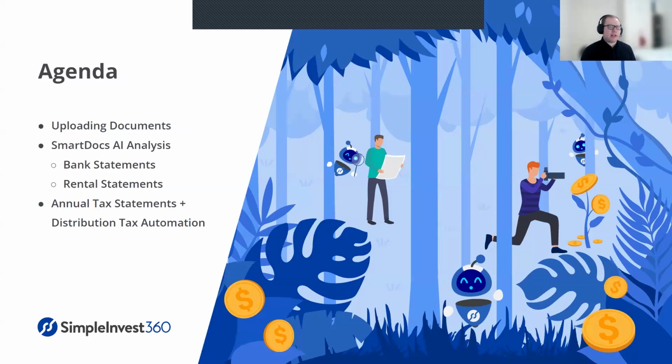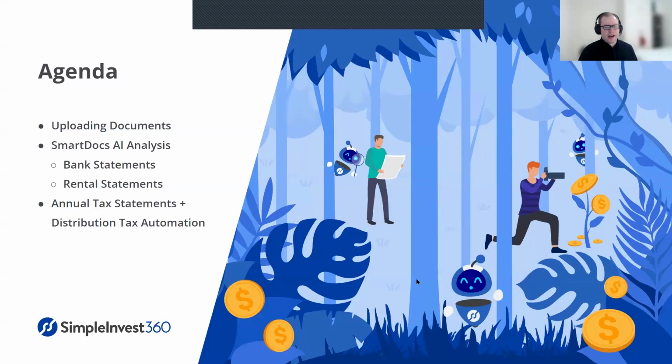After that, we'll have a look at some of the very specific SmartDocs analysis functions that we have. We'll upload a bank statement, upload rental statements, and then finally we'll have a look at the annual tax statements and the distribution tax automation screen. Some of you that may have attended the previous webinars about SmartDocs will find that there's some similarities, but I have made some specific changes, hopefully so that it will have more benefit for you today as well.